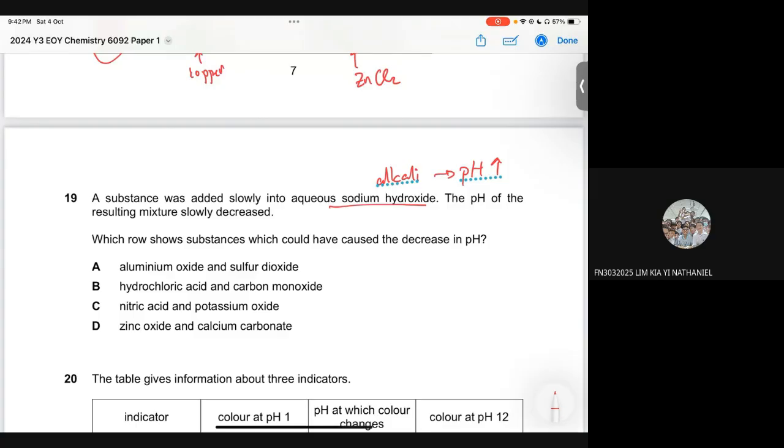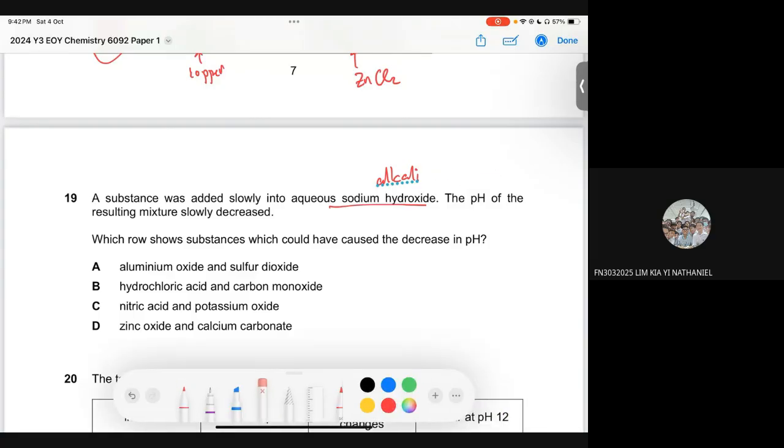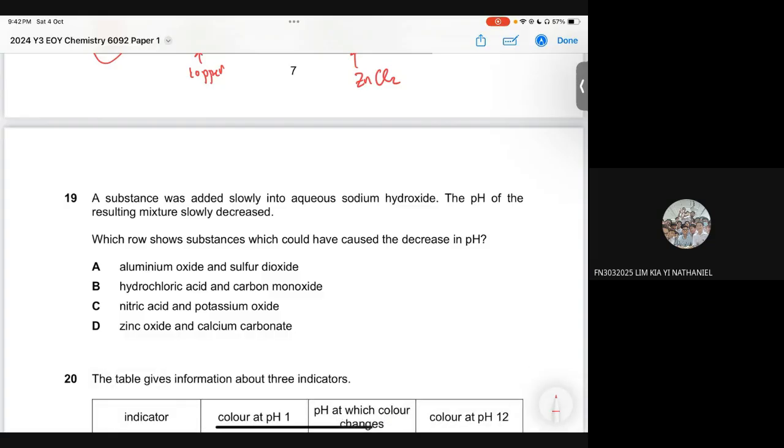Sorry, I read the question only, my bad. Going too fast. Okay, I'll reread this one again. A substance was added slowly into aqueous sodium hydroxide. That means initially the pH is about 13 or 14. I added a substance in, and then the pH is decreasing. That means some sort of neutralization reaction is happening. So which row shows substances that could have caused the decrease?